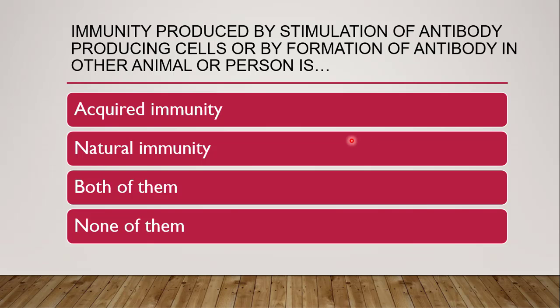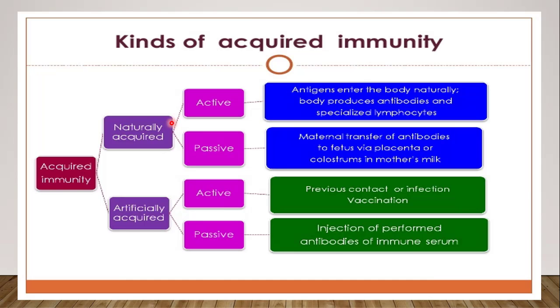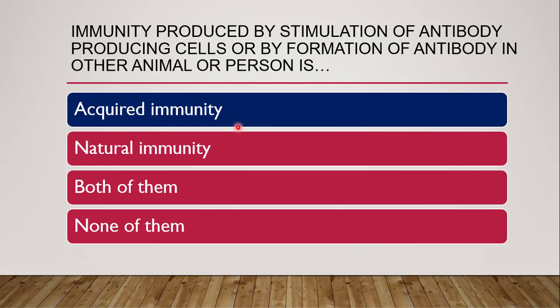So to start with the first: the immunity produced by stimulation of antibody producing cells or by formation of antibody in other animal or person is dash. The immunity which is produced either by the stimulation of cells which are responsible for antibody release, or by formation of antibody in some other animal or person is, whether it is acquired immunity, natural immunity, both of them or none of them. The correct answer is acquired immunity.